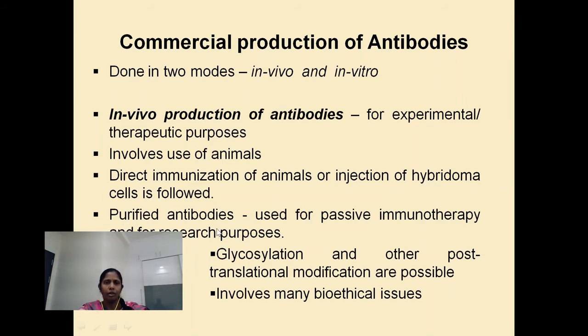Purified antibodies produced by any of these two methods in vivo can be used for passive immunotherapy and for many other research or industrial applications. The major advantage of this method, the in vivo antibody production, is that it allows for glycosylation and other post translational modifications of the produced antibody molecules, which are not possible in case of microbial cultures.